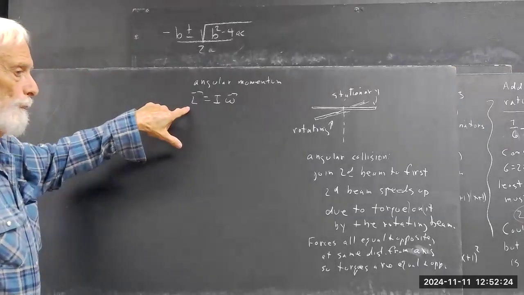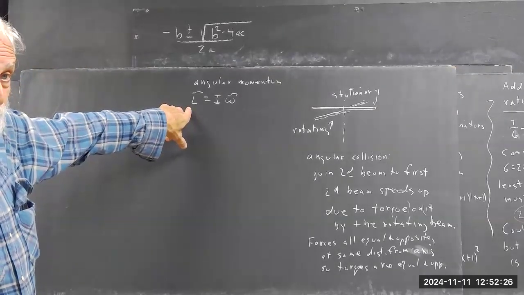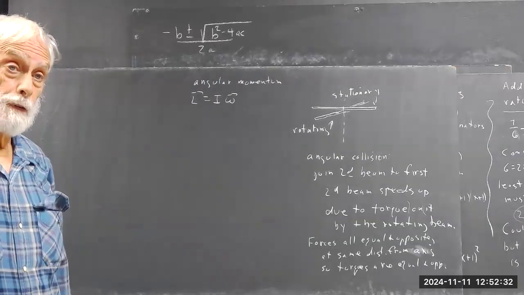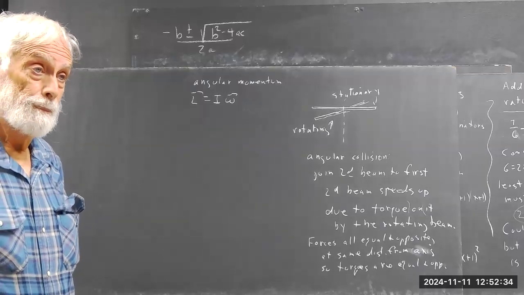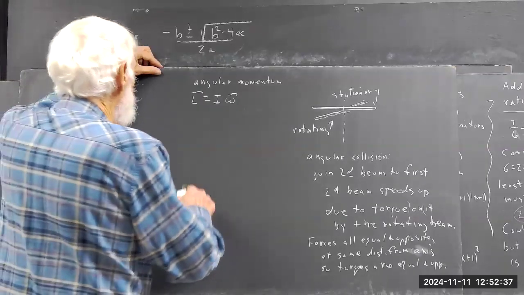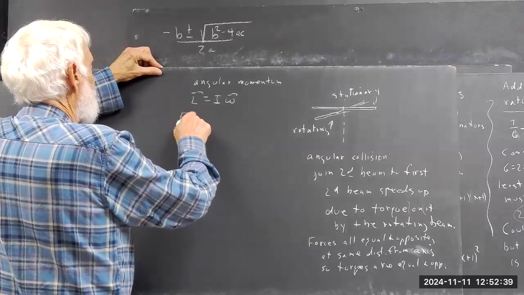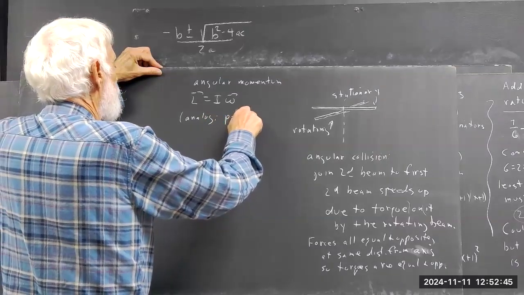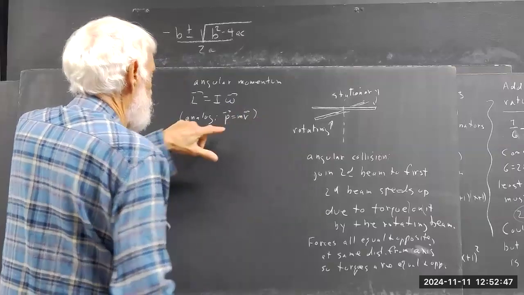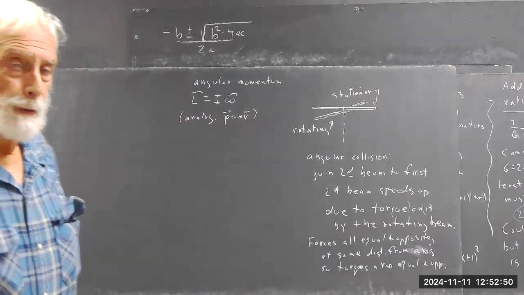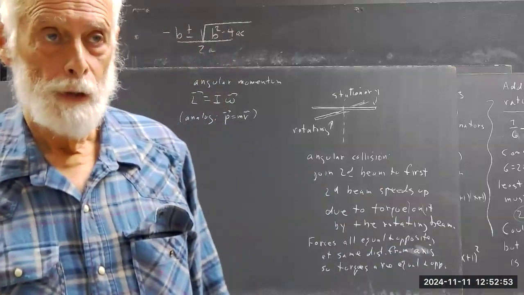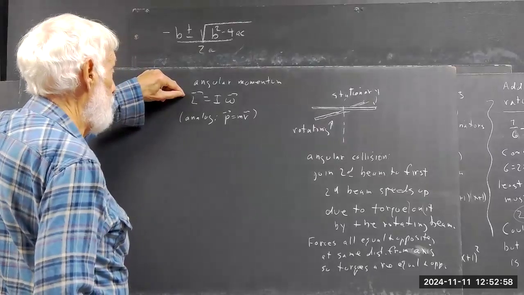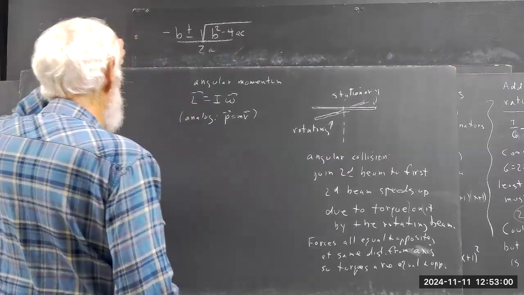Angular momentum, I believe your text uses the letter L for angular momentum. It's moment of inertia times the angular velocity, okay? Totally analogous to p equals mv, where p is momentum. So we call this angular momentum, analogous to linear momentum.